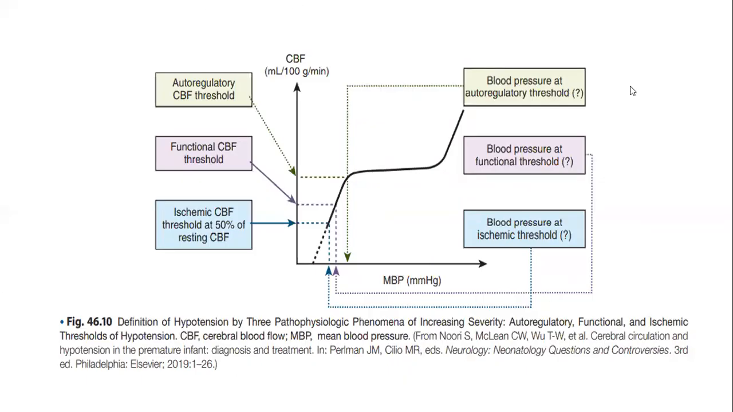So as we know, these three physiological phenomena have been given in this slide for the definition of hypotension. First is the autoregulatory phase, then the functional phase and the ischemic phase. The ischemic is the worst phase, as it will very badly affect the hypotension. So in the autoregulatory phase, you can see the mean blood pressure threshold will be good. After the ischemic phase, the cerebral blood flow will be very bad and the mean blood pressure will be low, and then it will affect the cerebral blood flow very badly compared to the autoregulatory and functional phase.